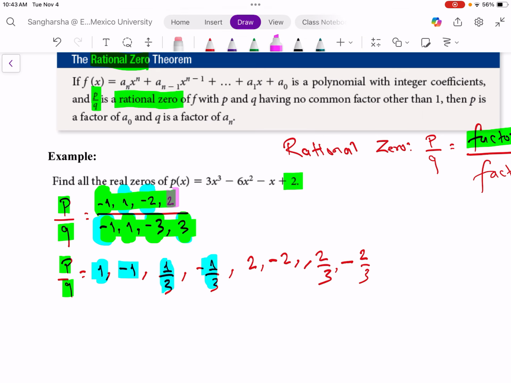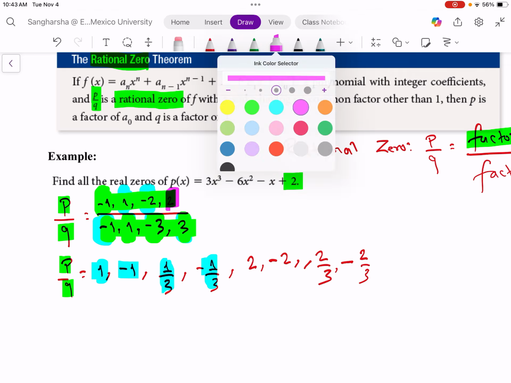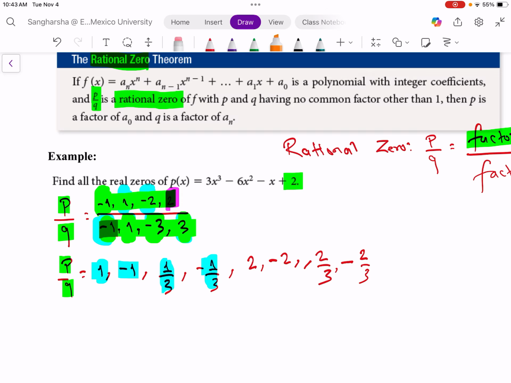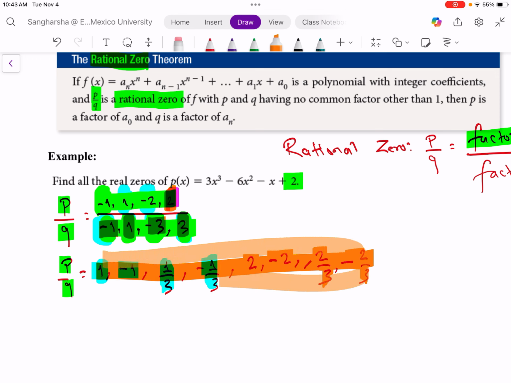Positive 2 divided by negative 1 is negative 2, already here. Positive 2 divided by positive 1 is positive 2, already here. Positive 2 divided by negative 3 is negative 2 over 3, already here. Positive 2 divided by positive 3 is positive 2 over 3, already here. So these are the rational zeros for this polynomial function.